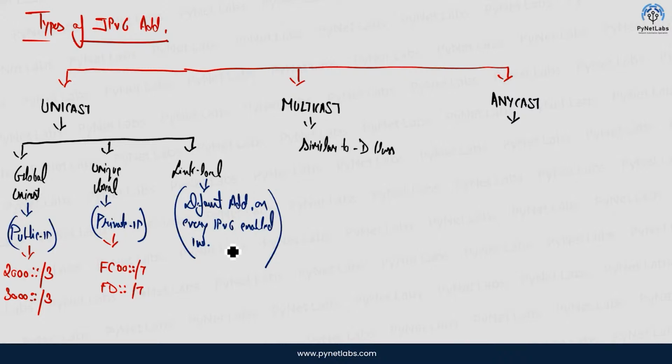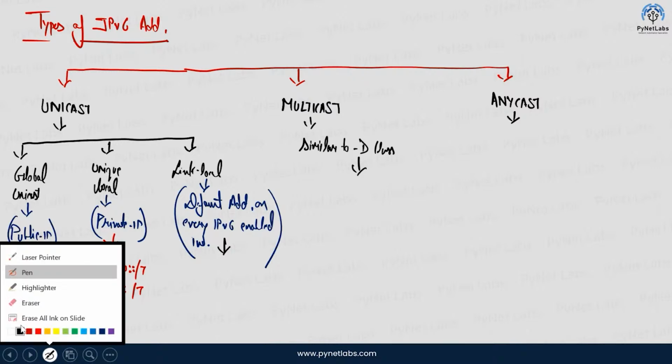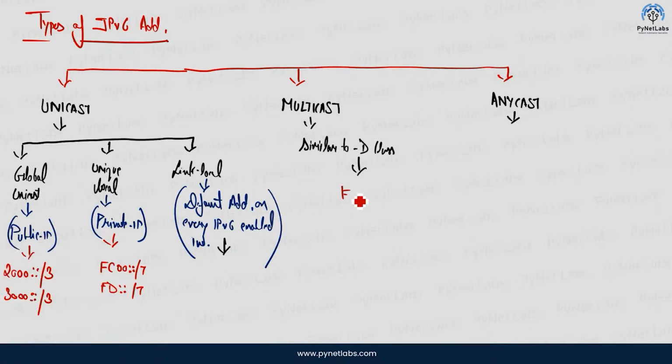And this link local I'll show you on the lab screen. When I talk about multicast, the third one, it is similar to class D. So it is always going to start with a particular range: any address which starts with FF00::/8 will be considered as your class D address, or you can say the multicast address, which is reserved by IPv6 for multicast purposes.